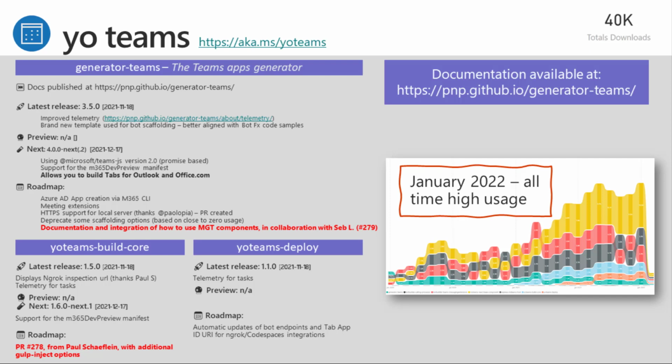What we're seeing is the largest usage in January 2022, all-time high. We've got over 40,000 downloads of the generator, which is fantastic, 40,000 total downloads. If you're looking for a way to develop Teams applications with SPFx, this is bar none the best. You can learn more at aka.ms/yoteams.